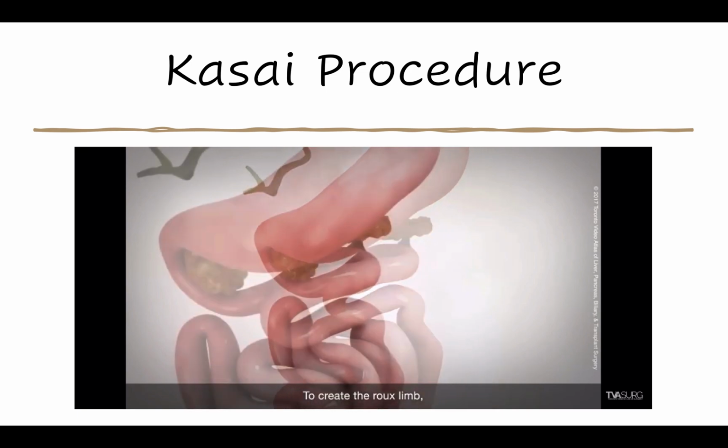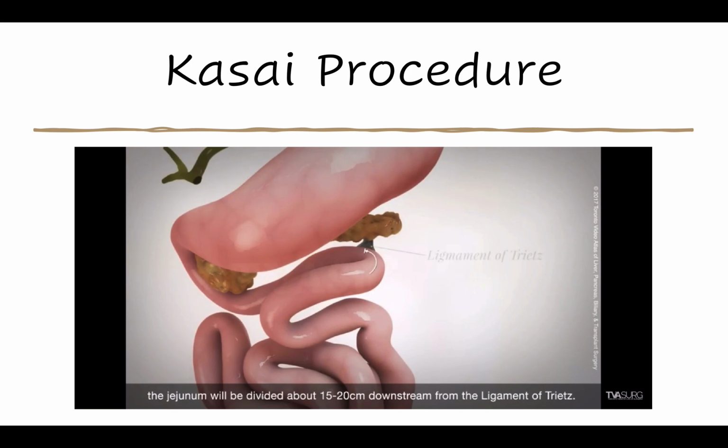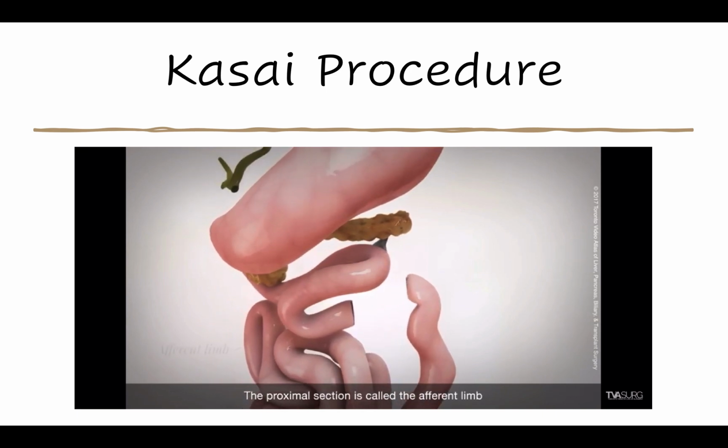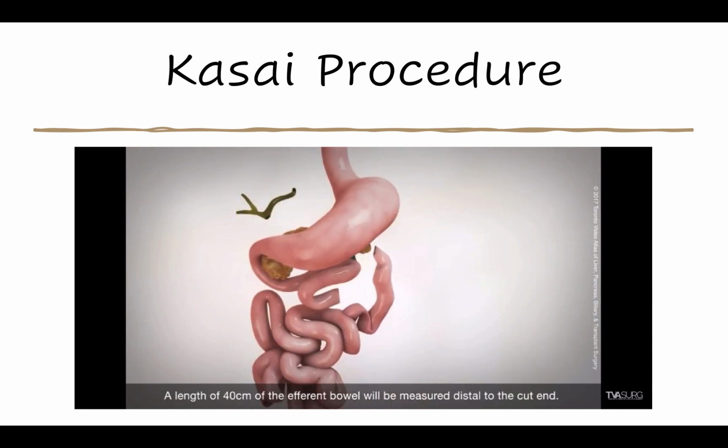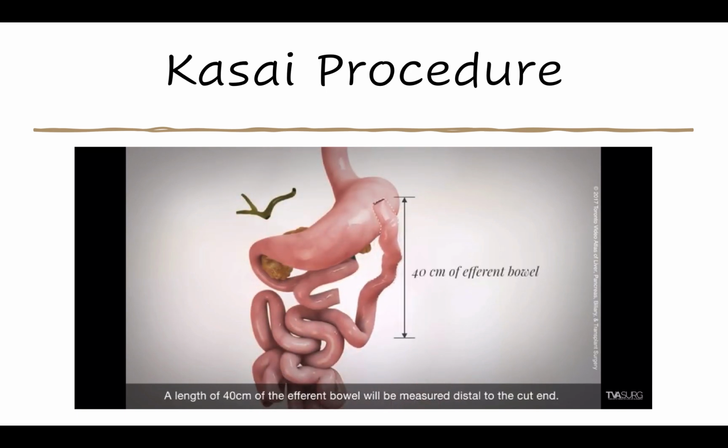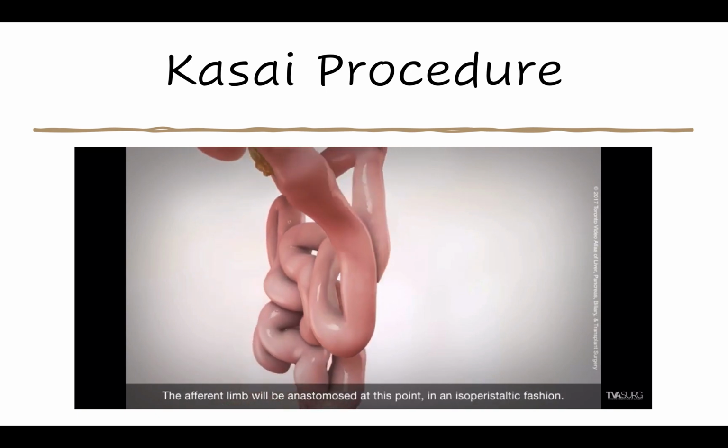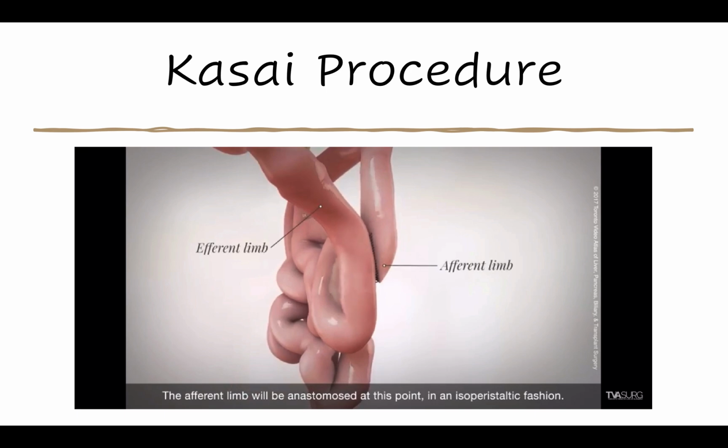To create the Roux limb, the jejunum will be divided about 15 to 20 centimeters downstream from the ligament of Treitz. The proximal section is called the afferent limb, and the distal section is called the efferent limb, which will become the Roux limb. A length of 40 centimeters of the efferent bowel will be measured distal to the cut end. The afferent limb will be anastomosed at this point in an isoperistaltic fashion.